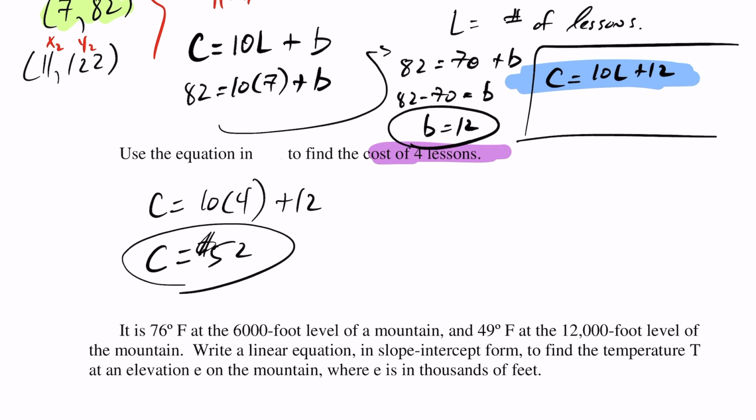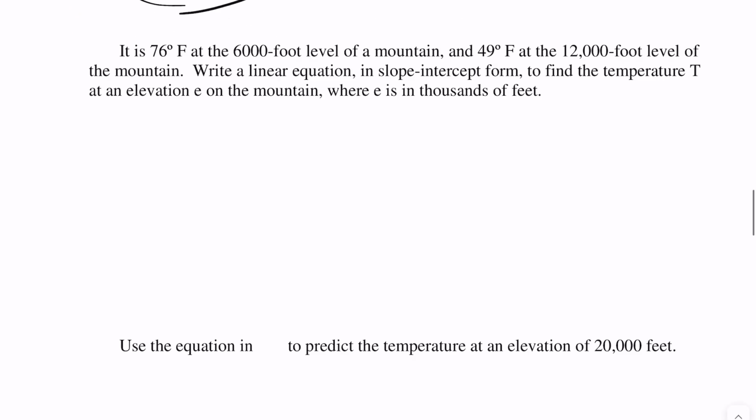All right, let's take a look at another example. The next example has 76 degrees Fahrenheit at a 6,000 foot level of a mountain. And if you're at a 12,000 foot level of this mountain, the temperature is 49 degrees Fahrenheit. Again, they want you to write an equation to represent the elevation and the temperature.